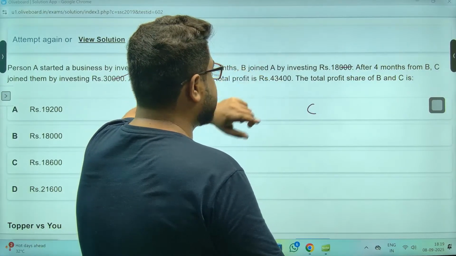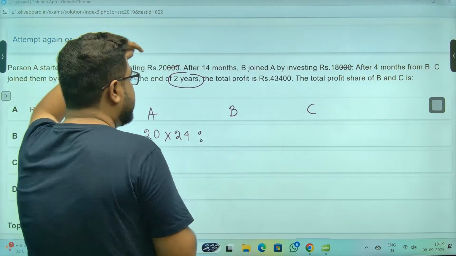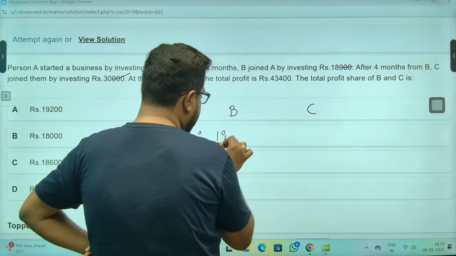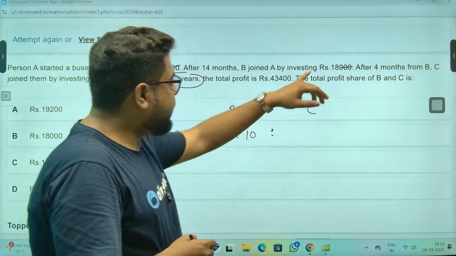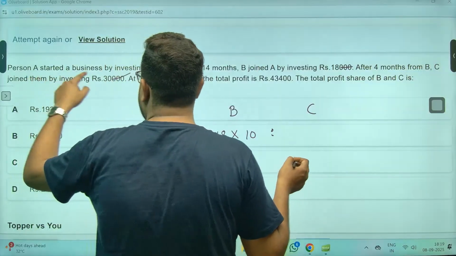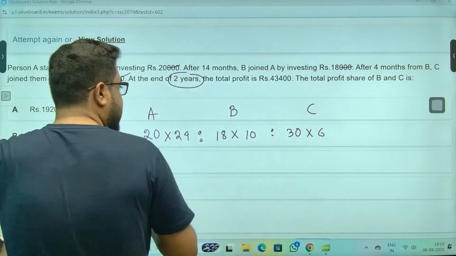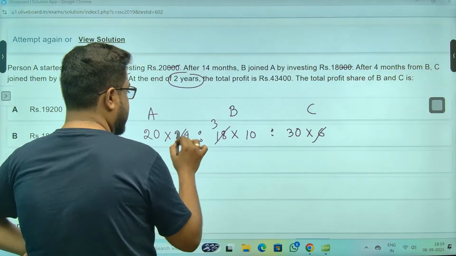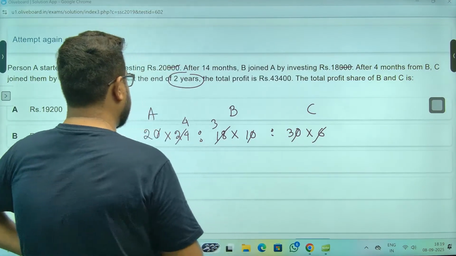B joined A 4 months from. Acha. So A was there for all 24 months. 14 months B joined A. So meaning B, acha, by investing 18 rupees was there for 10 months, sir. Last 10 months. After 4 months from B, meaning for the last 6 months, C joined with 30 rupees for the last 6 months. Calculate, sir. 6 se jayega sir. Haan, 6340000. Anything more? I don't think so.